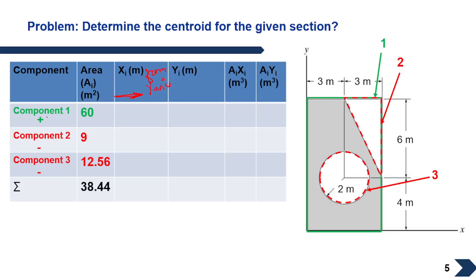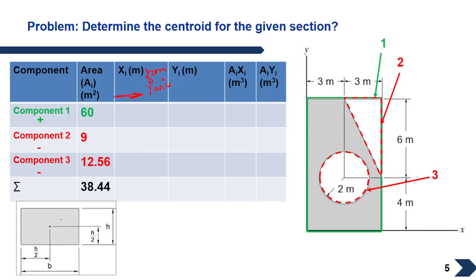So component 1, we have this rectangle. For rectangle we'll have its centroid at the center. Let us assume that we have the centroid of this rectangle somewhere here. We need to find centroid of this rectangle about x-axis, so we'll measure it horizontally, and it should be measured from y-axis. This is my y-axis.